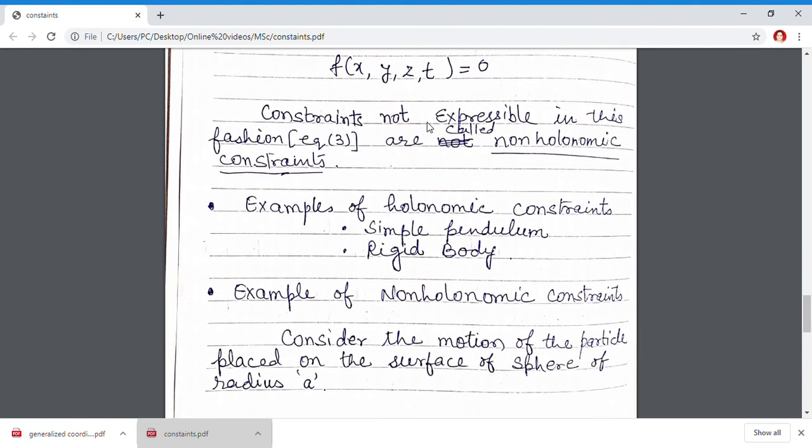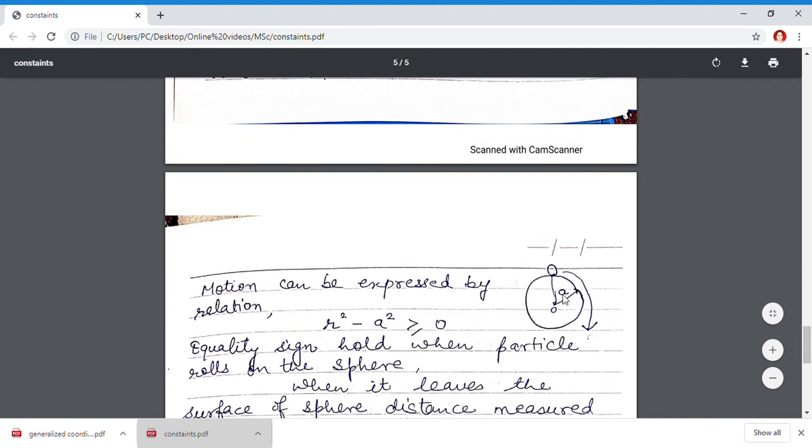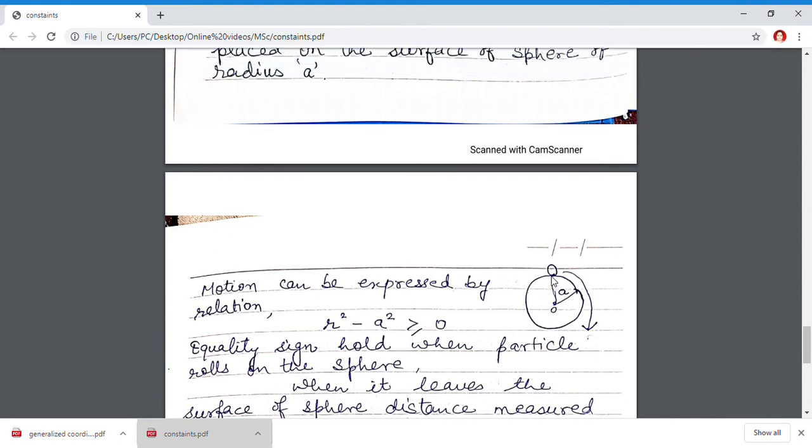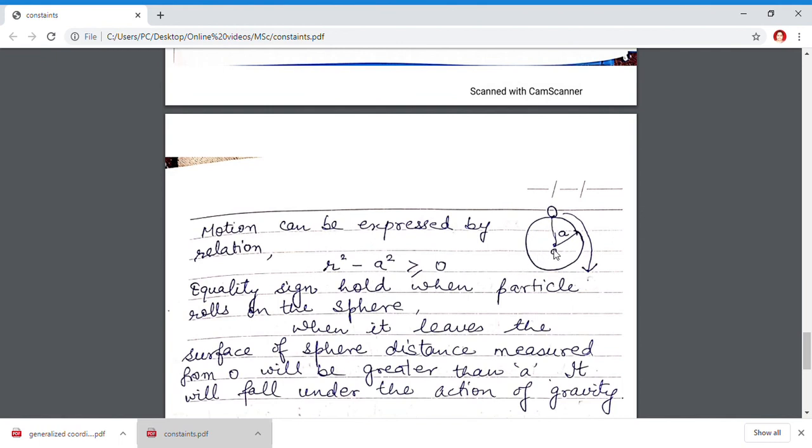non-holonomic constraint. For non-holonomic constraint, I am taking a sphere of radius a as shown by this figure. This is the sphere of radius a. On the surface of this sphere, I am placing a small bob. Now I will discuss the motion of this bob on the sphere. Here the equation will be expressed by the relation r squared minus a squared greater than or equal to 0. How this expression has been derived, I am going to tell you now. When this bob moves on the surface of the sphere, the distance measured from the origin O will be equal to a. Hence, r will be equal to a.